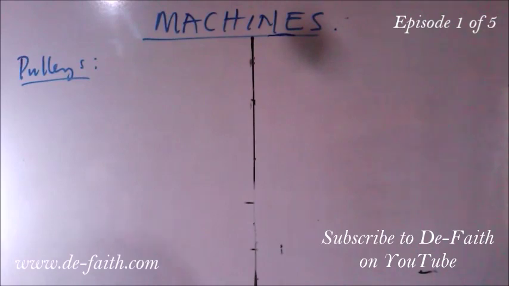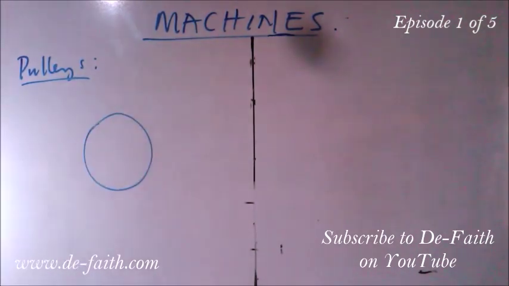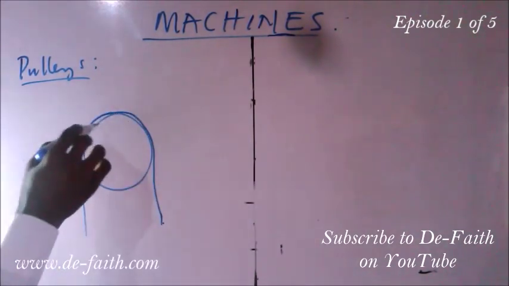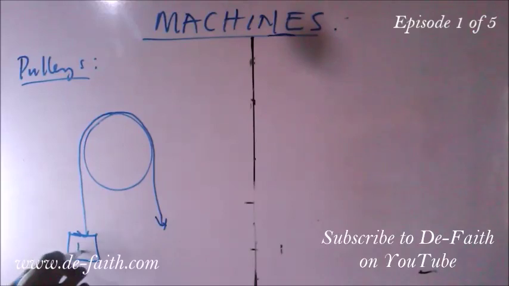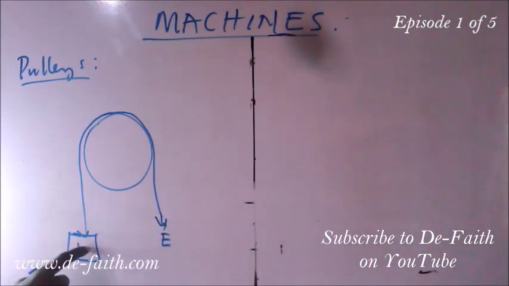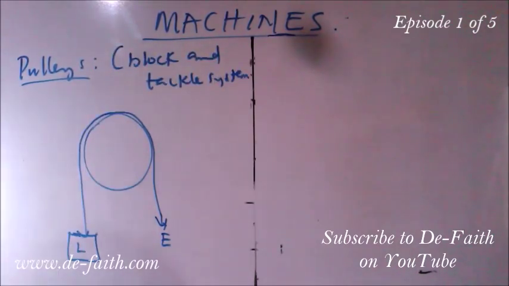Now the pulley is a system of fixed or movable wheels with a rope that passes through the groove in its rim. In this particular machine, we will have a wheel like this that has a rope inside its groove. We could have a load over here and we'll be applying some effort. So this effort, as it is being pulled over here, is used to raise a load. Now the pulley is also known as the block and tackle system. Now we could have more than one wheel.